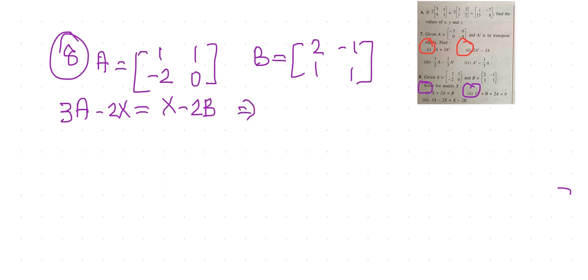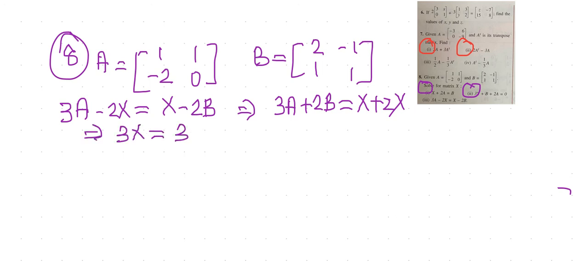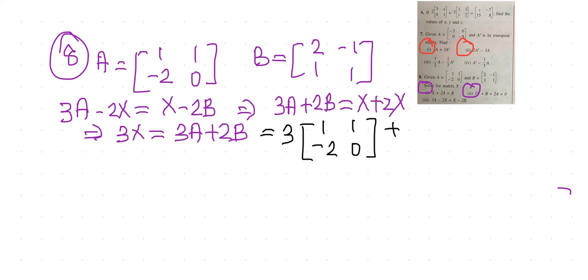So we'll just solve this before only. So this implies that 3A plus 2B will be equal to X plus 2X. You are just sending it on the other side. So this is implying what? That 3X is equal to 3A plus 2B. And now you will be calculating 3A plus 2B, children. So this is 3 into A, which is 1, minus 2, 1, 0, plus 2B, which means 2 into 2, 1, minus 1 and 1. Okay. So how much is this going to be equal to?